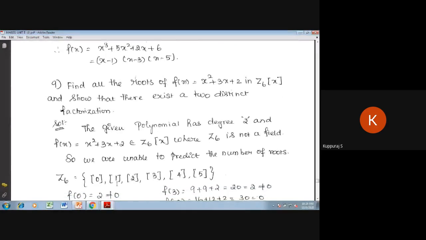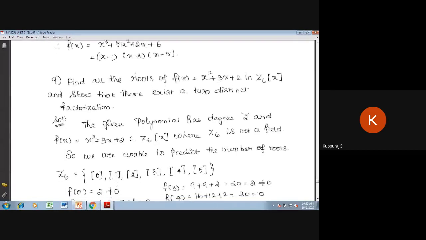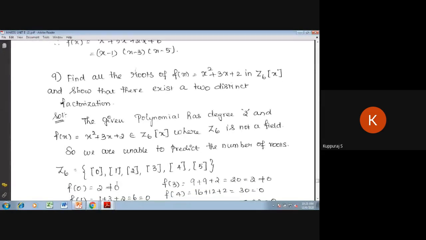f of x is equal to x square plus 3x plus 2 in Z6 of x. Show that there exist two distinct factorizations. So the given polynomial can be expressed as two distinct factorizations. So it is not possible to express it as a unique factorization.